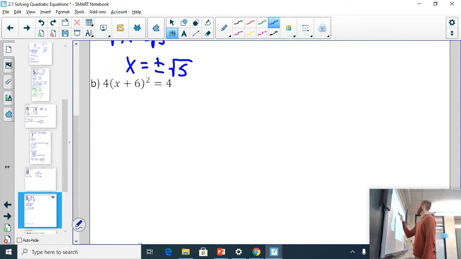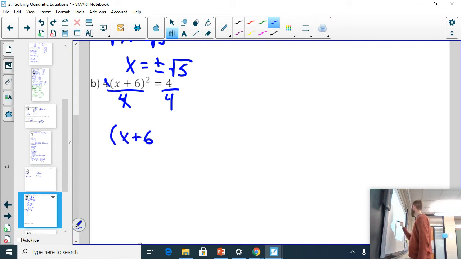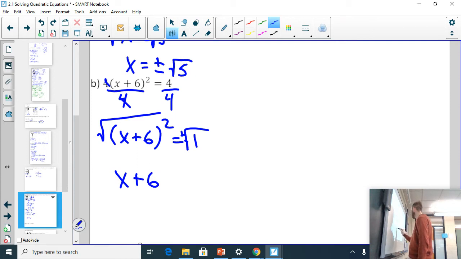Now for this one, I'm going to get rid of this 4 right away. 4 divided by 4 is 1. 1 times anything is just itself, x plus 6, the entire thing squared. 4 divided by 4 is 1. Now, this is where it gets a little tricky. I am going to square root both sides. When I take the square root, I'm going to add plus or minus to the other side. So now, the square root of this whole thing squared is just going to be what's left over, equals the square root of 1 is just 1, but we have plus or minus 1.